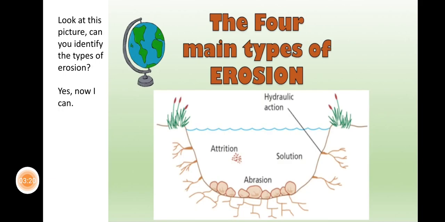Look at the 4 parts. Look at this picture and identify the types of erosion here. Okay, can you identify the types of erosion here? I think you can do it. It's very easy. You have hydraulic action. Look at the cracks made on the side. You have abrasion, you have attrition, and you have solution.